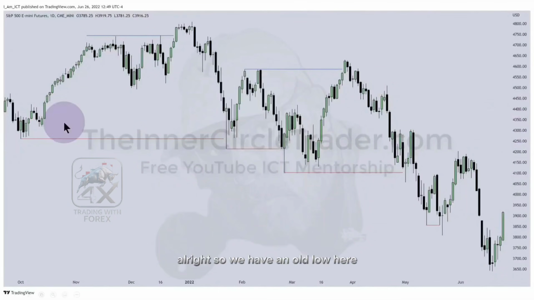All right, so we have an old low here, relative equal highs. The market trades above that, then breaks down and takes out the sell side here. What does that make this range here to here? A dealing range. Now, how is that useful?